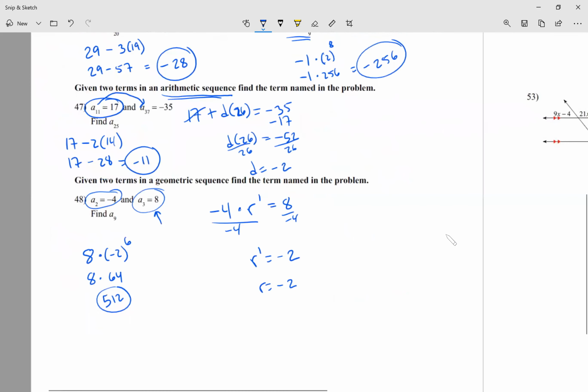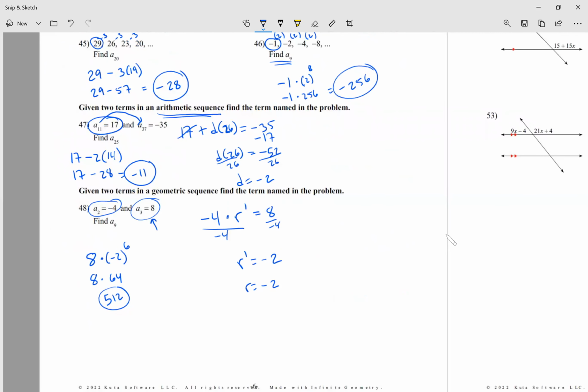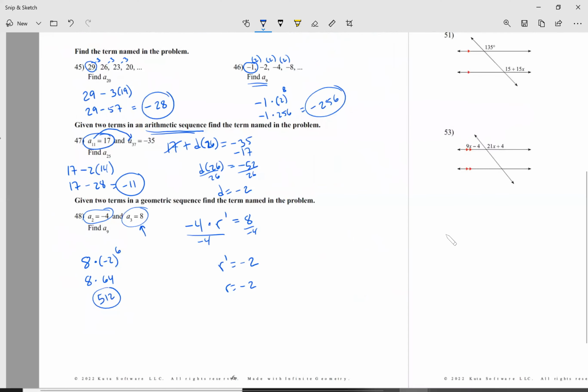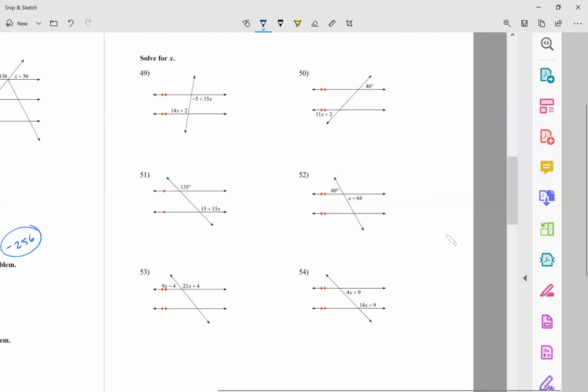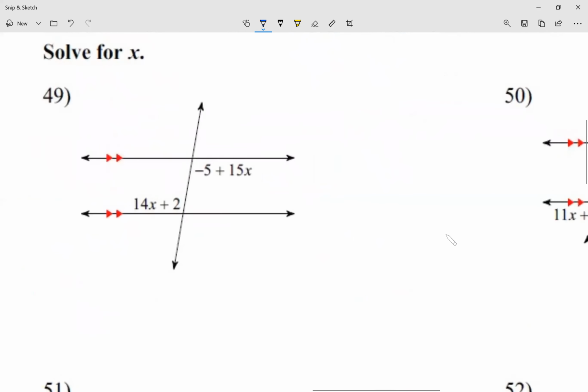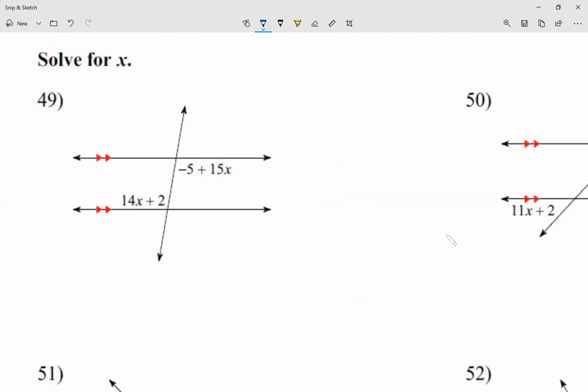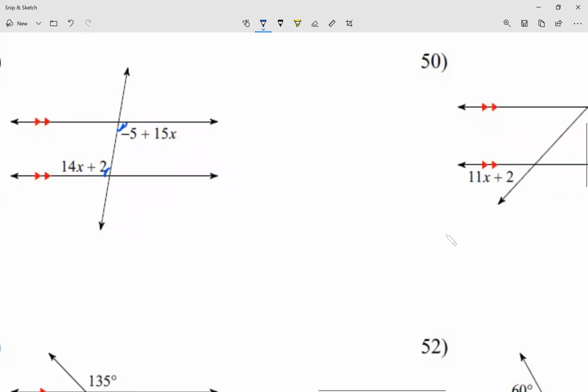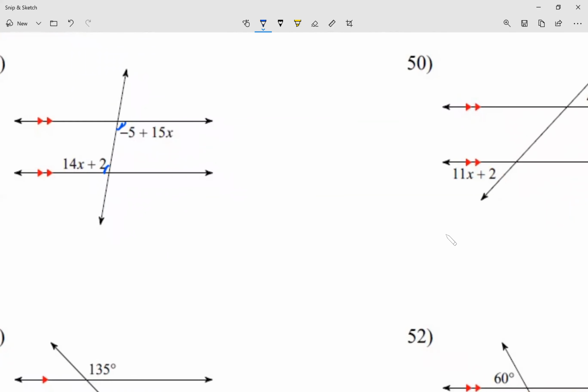Remember, we talked about reasoning, inductive reasoning, actually. Okay. Now, questions 49 through 54 are parallel lines with a transversal. All of these are solved for x. So I see that here I'm dealing with these two angles, which are alternate interior. I know alternate interior angles are congruent, so those two angles are equal.